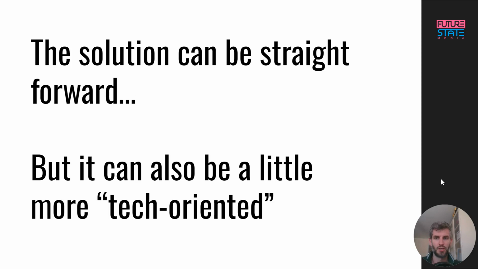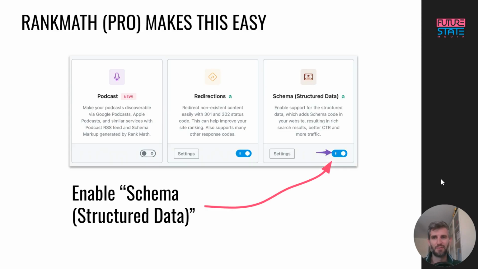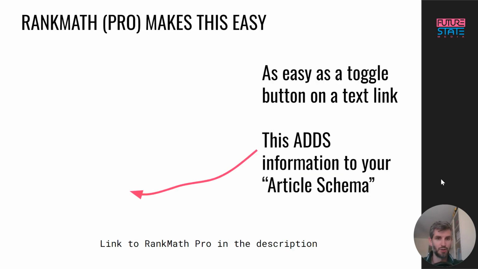So yeah, the solution can be straightforward, but it can be a little bit tech oriented as well. And it depends on which plugin you've got on your site. And this might even push you towards going towards our chosen approved plugin, RankMath Pro, to be clear, not the free version, which makes this really easy. You just enable schema, which is the structured data, and that basically switches on this ability to add schema to your website with very little effort, extremely little effort.